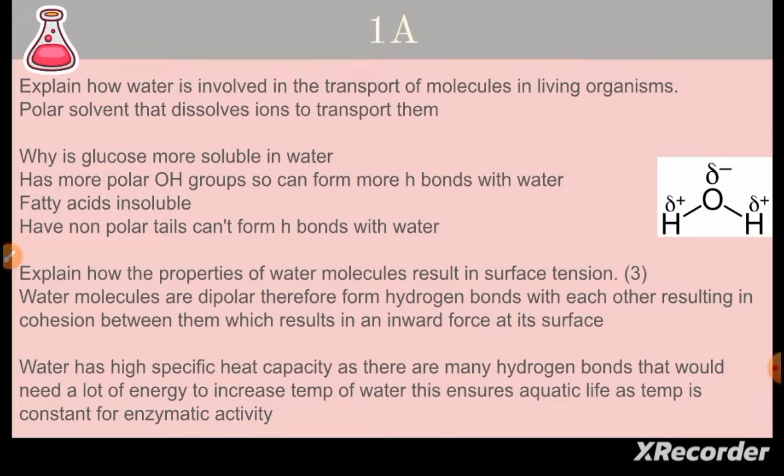Water has a high specific heat capacity as there are many hydrogen bonds that would need a lot of energy to increase the temperature of the water. This ensures aquatic life as temperature is constant for enzymatic activity. This is the answer to the question that would go anything from why it takes a lot of energy for water molecules to be broken down, like a large body of water, why it doesn't evaporate, or why the temperature is mostly constant in water bodies. This is very important because if it wasn't, all the aquatic animals inside the water would die.